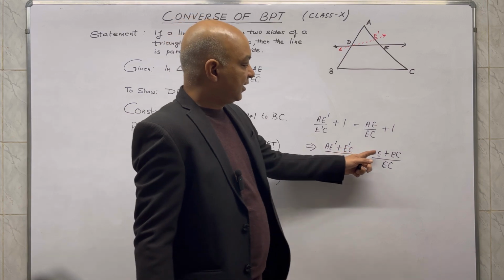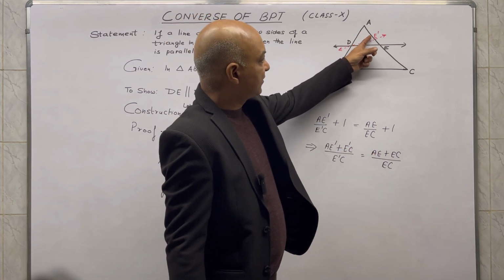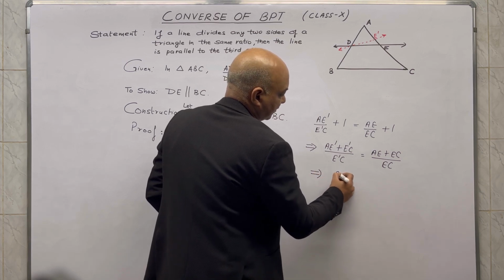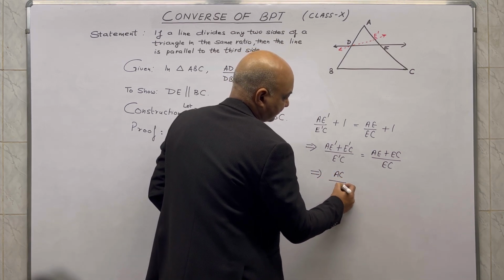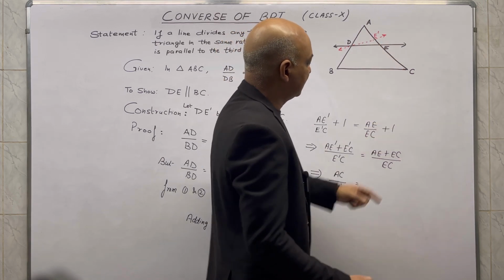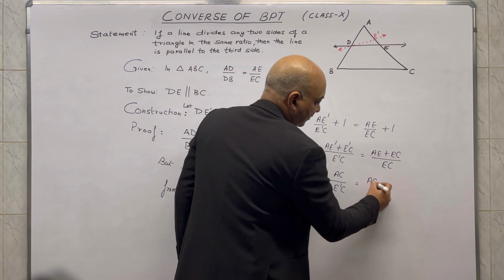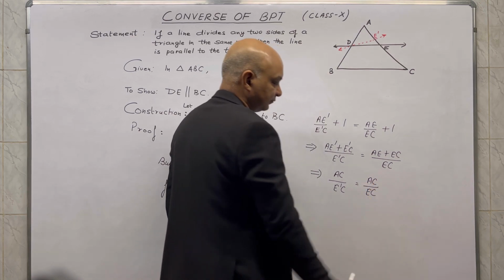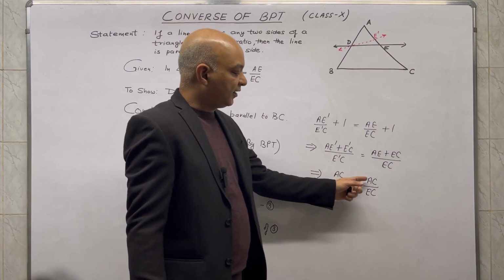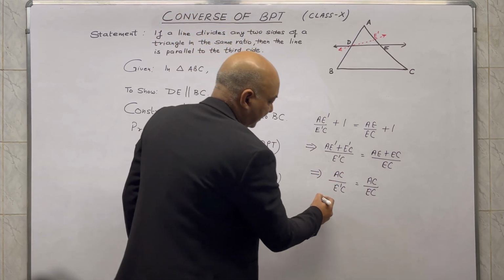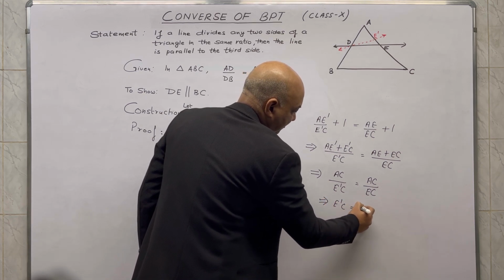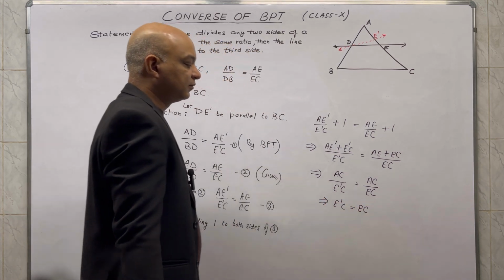Now if you carefully see the numerator, AE dash plus E dash C becomes AC. Likewise, AE plus EC also becomes AC. Now in these two ratios, the numerators are equal. So I can say the denominators must be also equal.